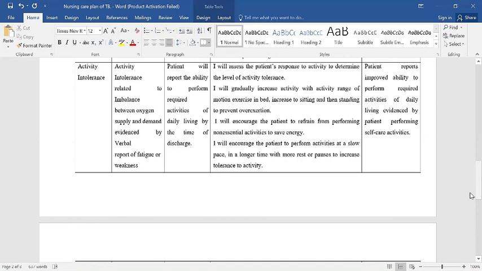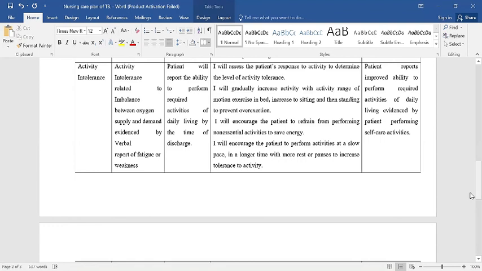Number one, under the interventions, we are saying I will assess the patient's response to activity to determine the level of activity tolerance. So the first thing that we'll do, we are going to assess the patient's response. We are going to allow the patient to do one form of activity, and we are going to assess if they can tolerate, or how far they can tolerate.